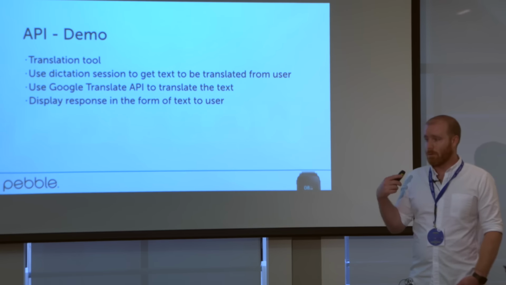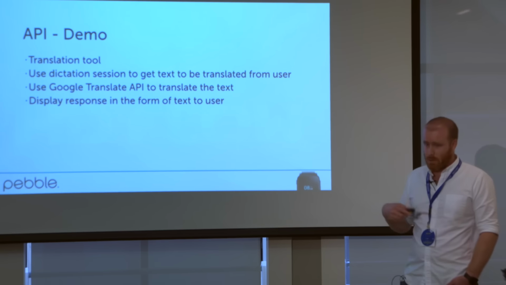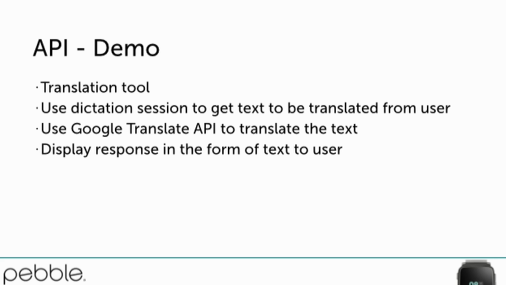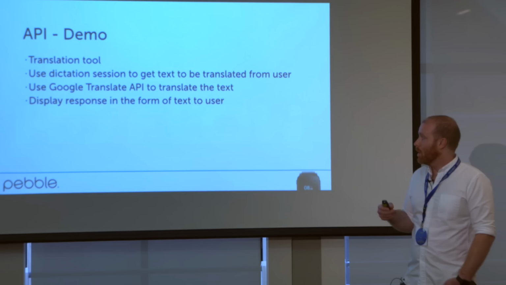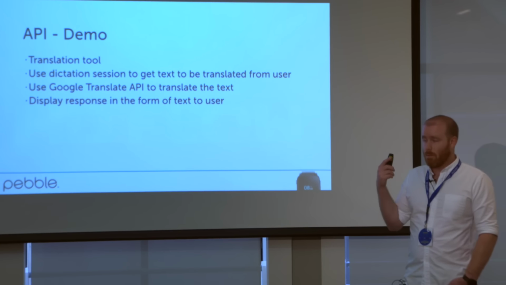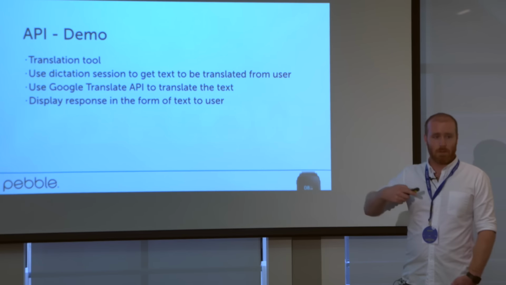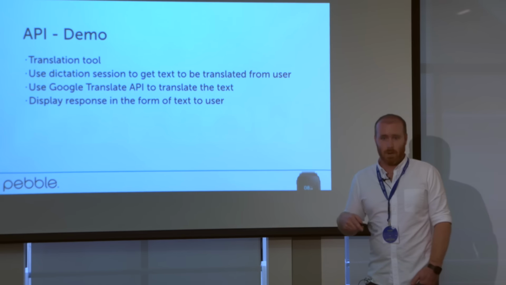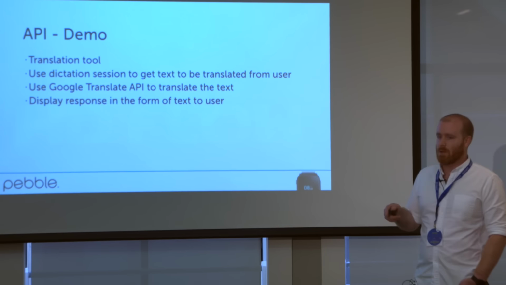So it's a very simple translation tool. I'm using a dictation session to get some text. I'm sending that up to the Google Translate API, and then going to show that text to the user. Please excuse the UI. I am a very reluctant UI designer, and with limited time, I've decided to focus on it actually working.